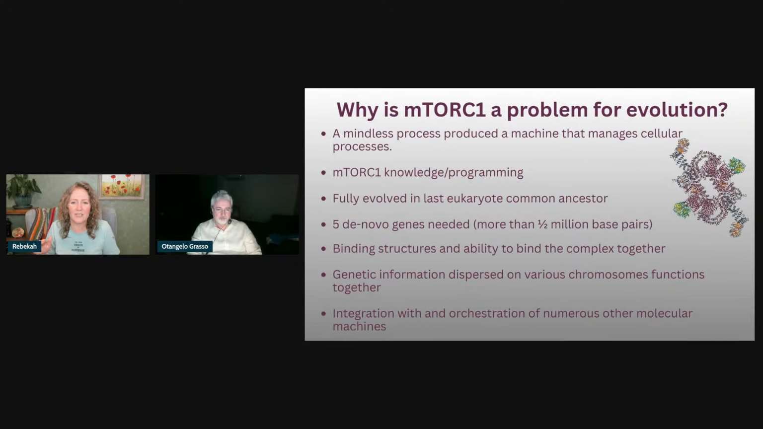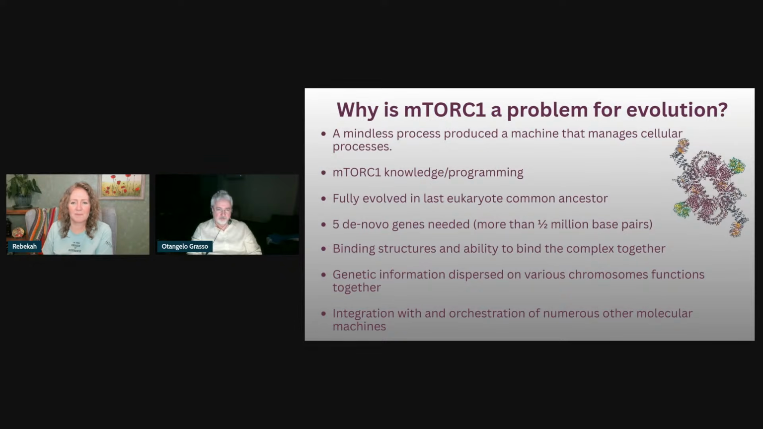have the ability. So they would need to evolve 5 de novo genes that are 500,000 base pairs of information. This is a lot of information to get to come together.